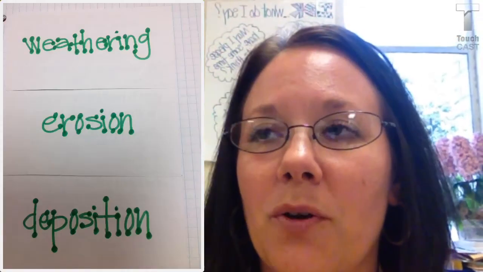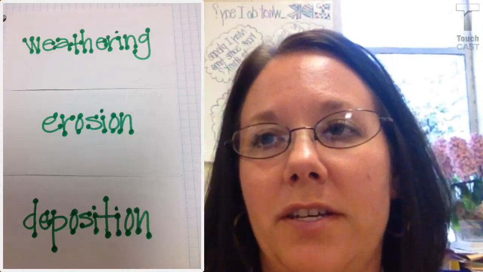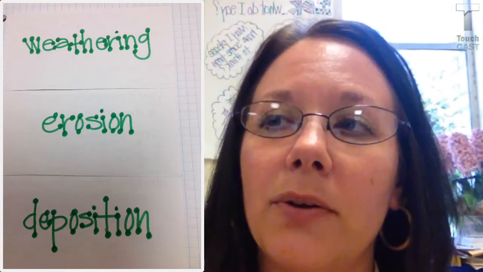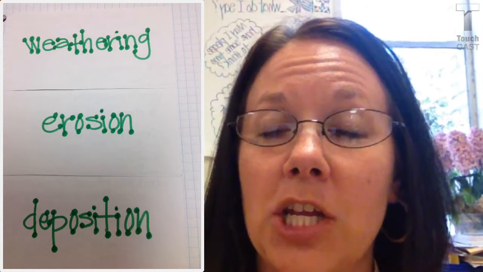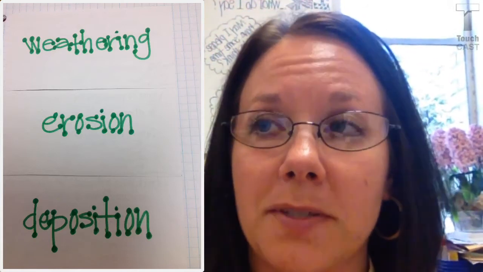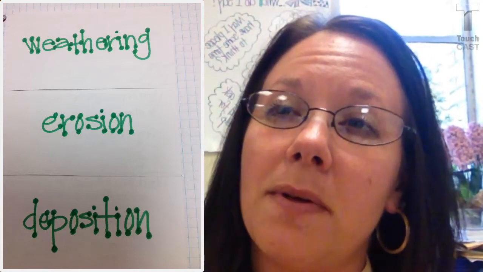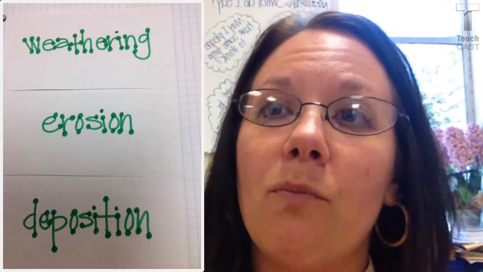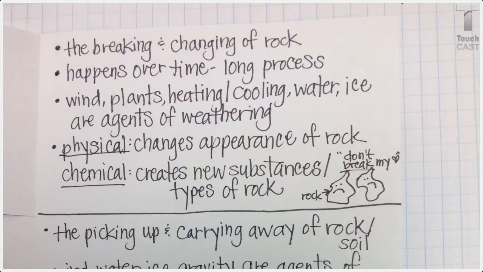So in your notebook, we have three major forces or processes or agents that we're going to look at: weathering, erosion, and deposition. And you probably remember these three words from 7th grade. So we're going to look a little bit more deeply into what is involved in each of these things and what are some examples. All right, weathering is simply the breaking up and changing of the rocks.